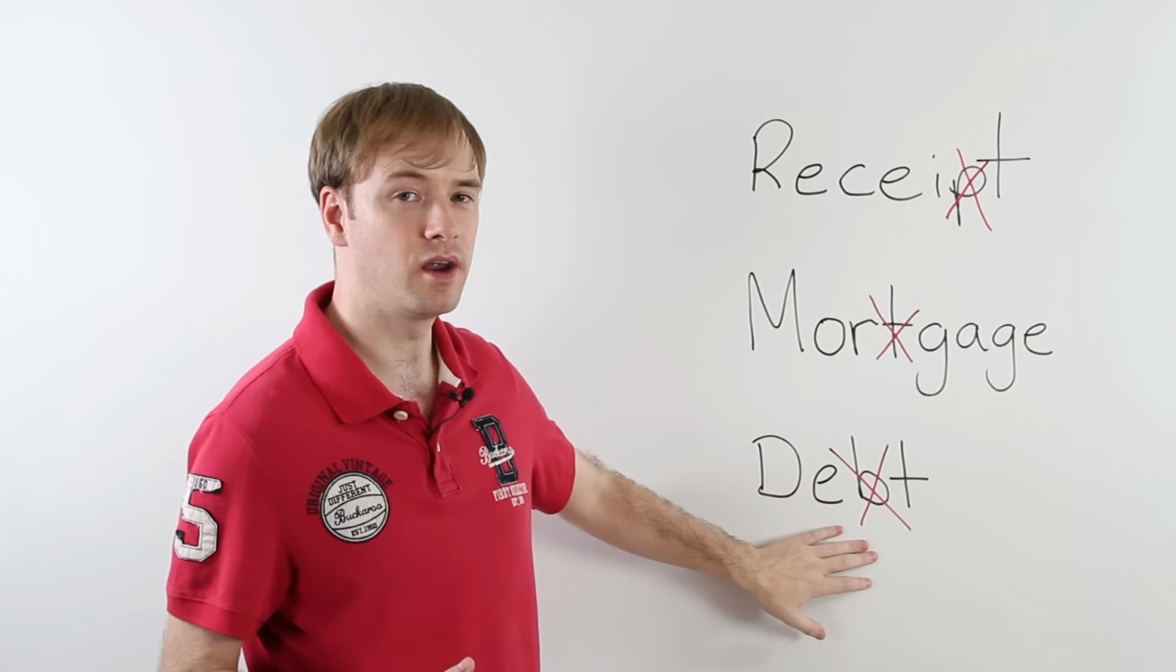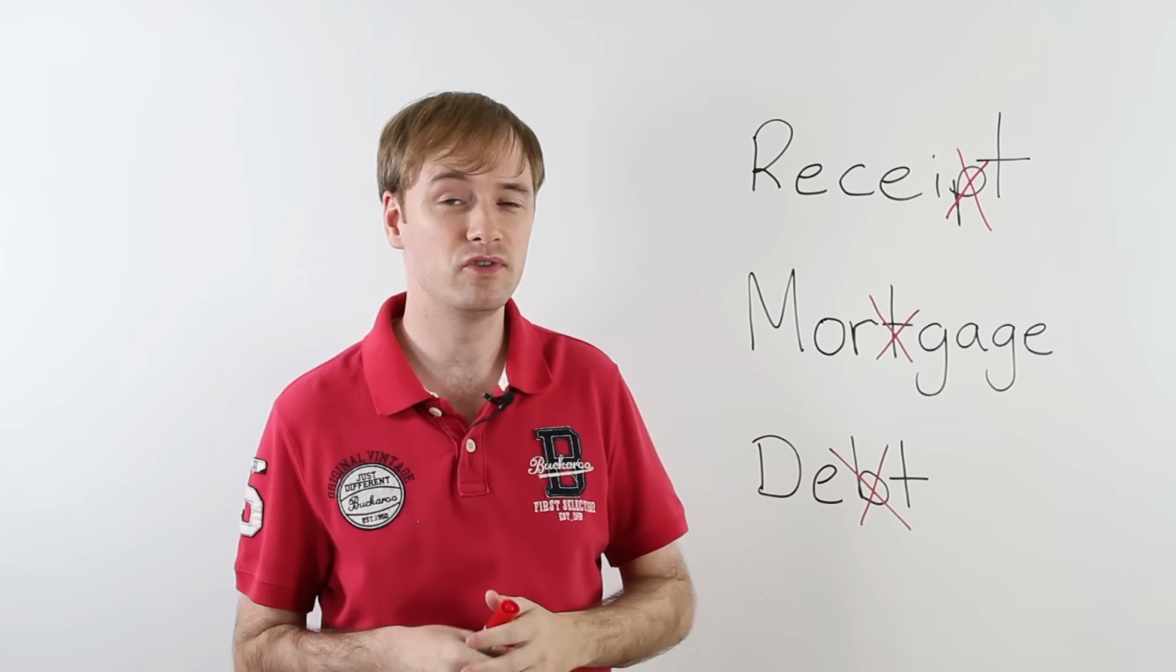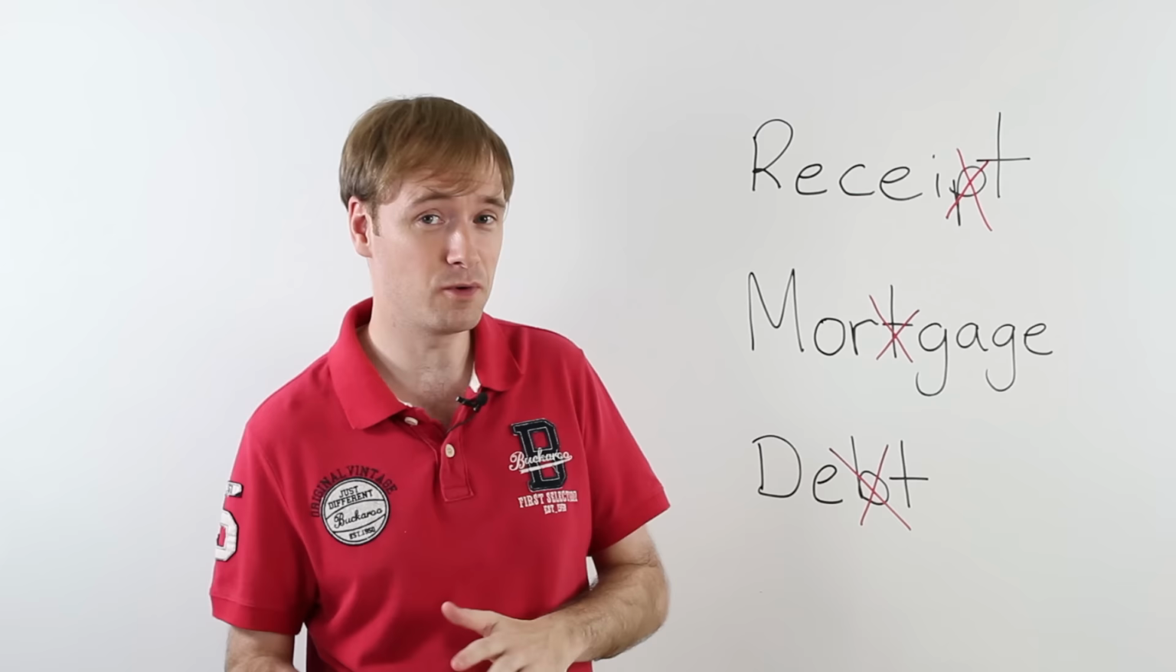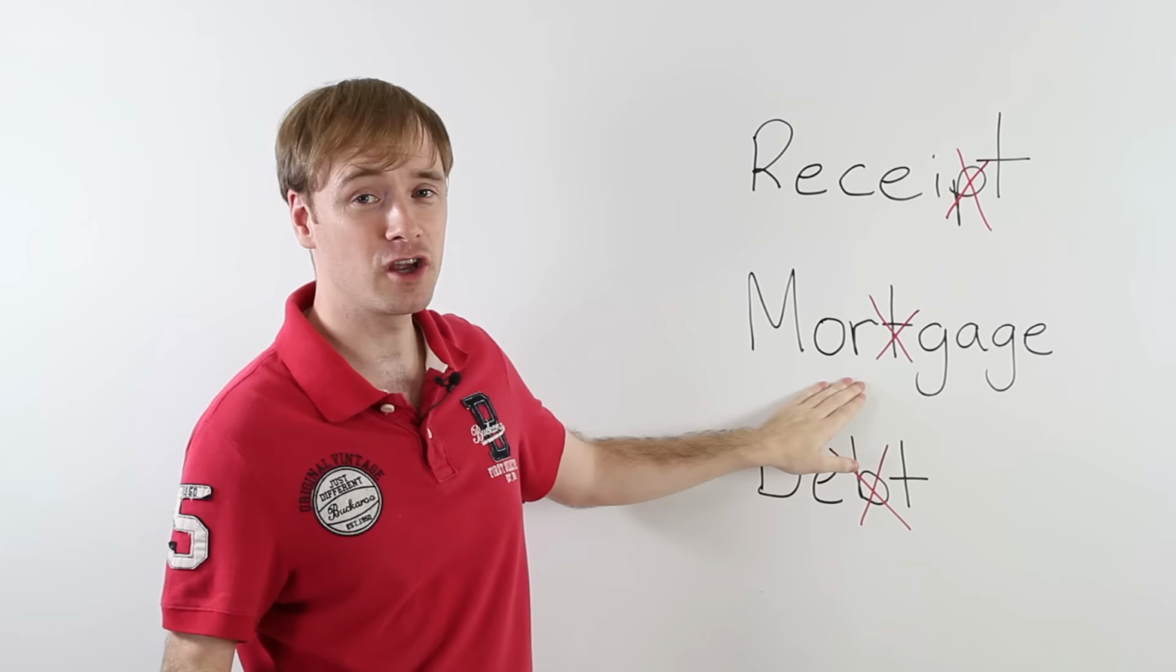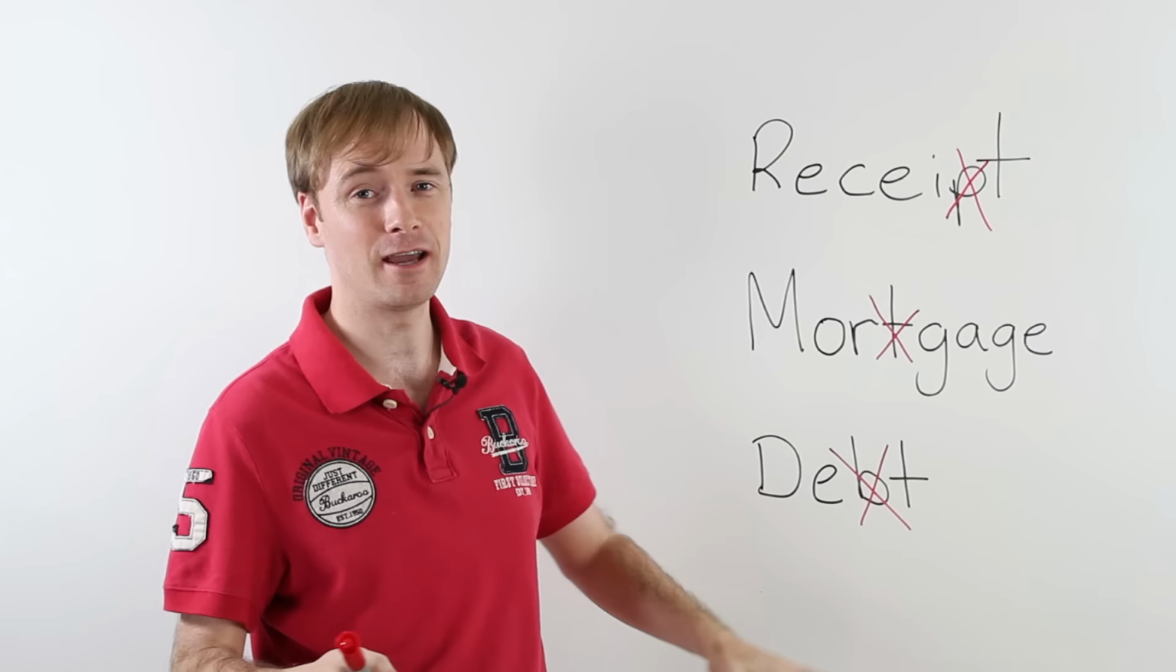All right, so those are the three words. I hope I improved your pronunciation of these words. I will just review them again very quickly so you know. Receipt, mortgage, debt. Okay? So be careful using them. See you next time.